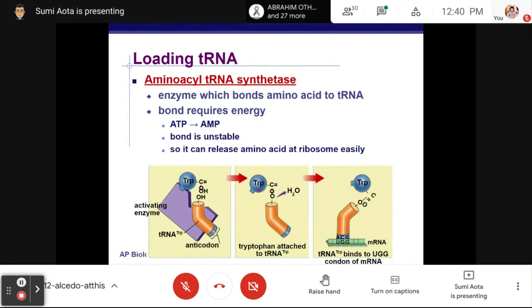Since this is a synthesis reaction, it requires energy. So you're going to use ATP. However, we're going to use it slightly differently. We're going to use up both phosphates. So the ATP is going to go to AMP. Okay. This is a relatively unstable bond. It's one that can be broken relatively easily. We want that because at the ribosome, we want the amino acid to be attached to the growing peptide. Okay. So that's how we load the empty tRNA with an amino acid.